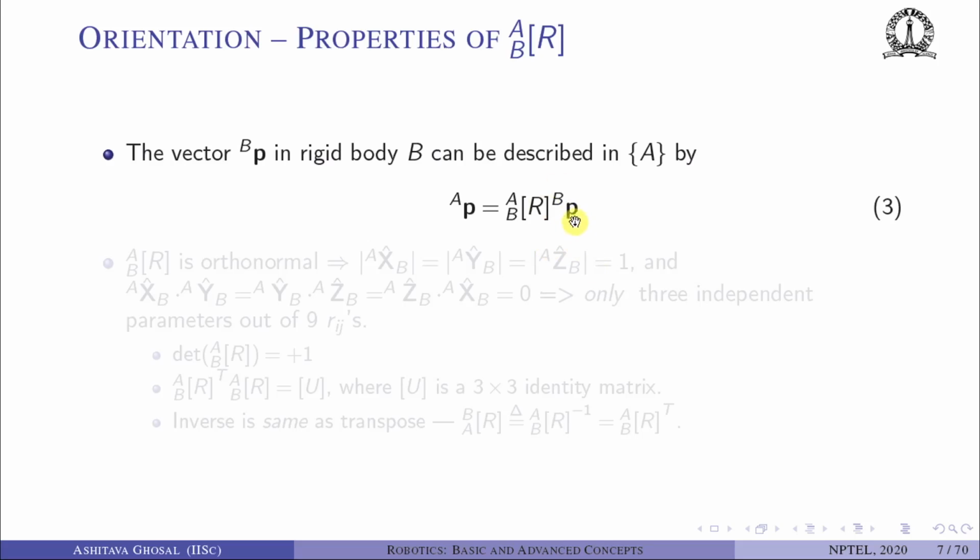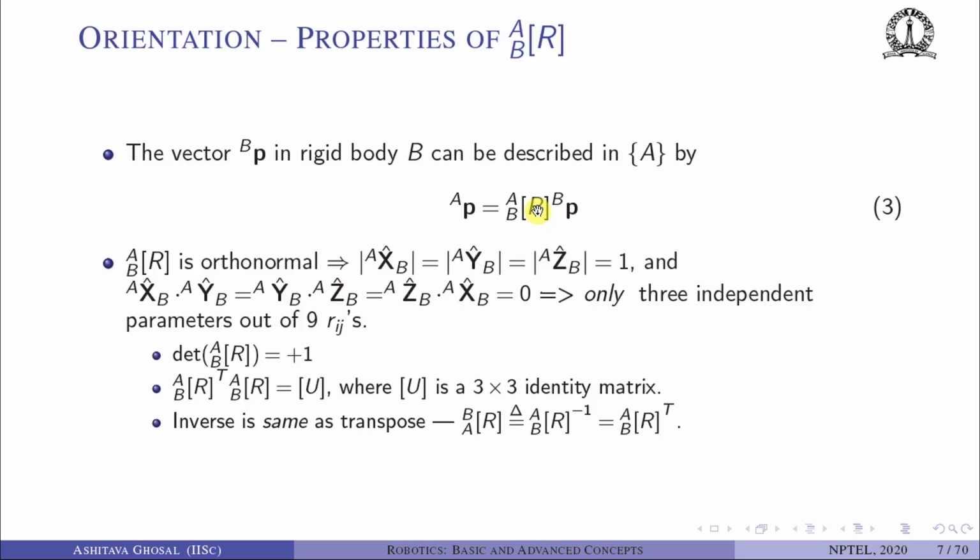A vector in the B coordinate system, PB, can be described in the A coordinate system by pre-multiplying by the rotation matrix. The other important property of this rotation matrix, ABR, is that it is orthonormal. Okay, so what is an orthonormal matrix? The column vectors are all unit vectors. So the magnitude of the column vectors is 1, and the column vectors AXB and AYB, likewise AYB and AZB, and likewise AZB and AXB, are perpendicular to each other.